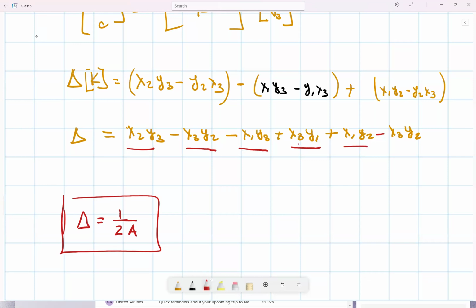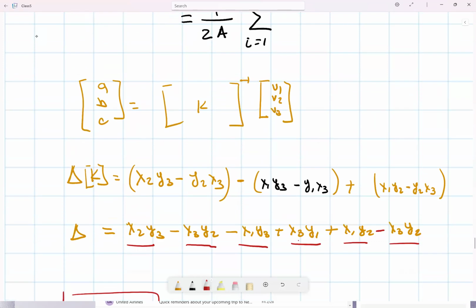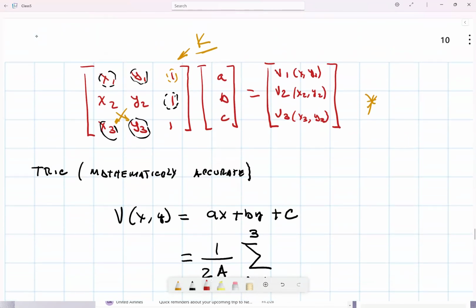But nothing is canceling here. Do I have a problem here? Doesn't it cancel if you don't go through the ones column? But the determinant needs to be the same. We leave it here. I'll fix it for next time.